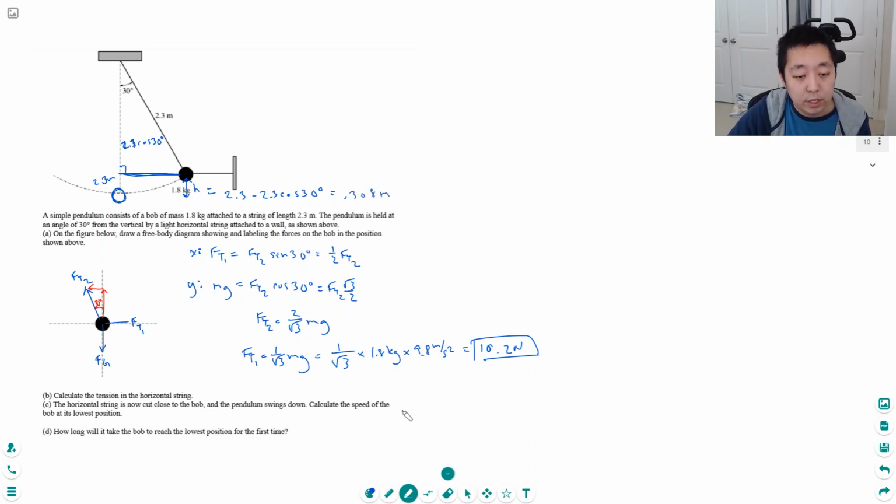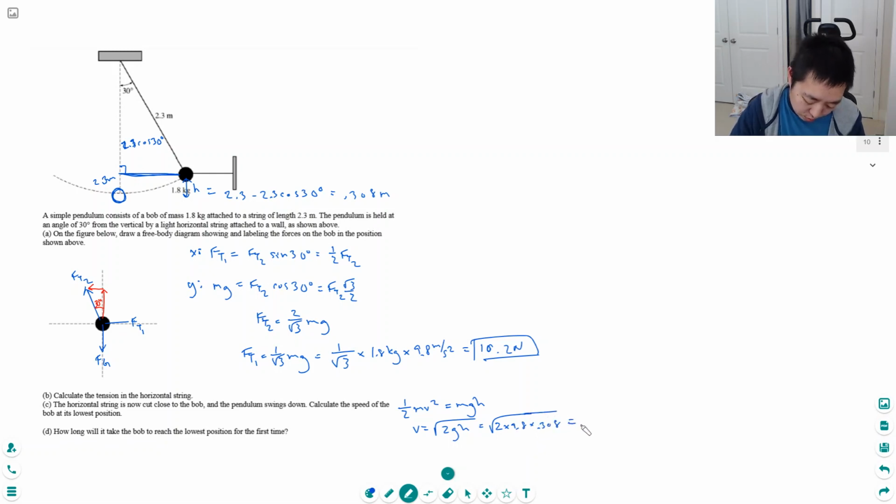Now I can use the kinetic energy. I can say 1/2 mv squared is equal to mgh, because basically all the potential energy is going to convert to kinetic energy. So v is equal to the square root of 2gh. Square root of 2 times 9.8 times 0.308. I get 2.46 meters per second.